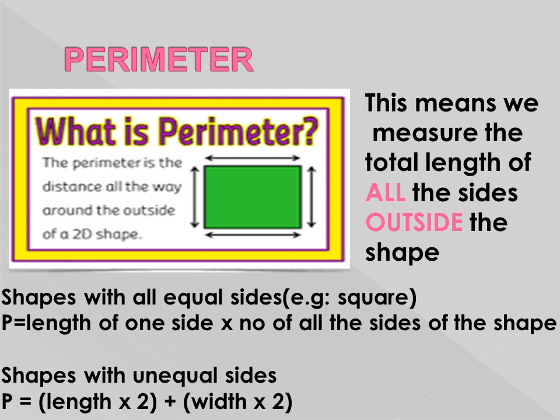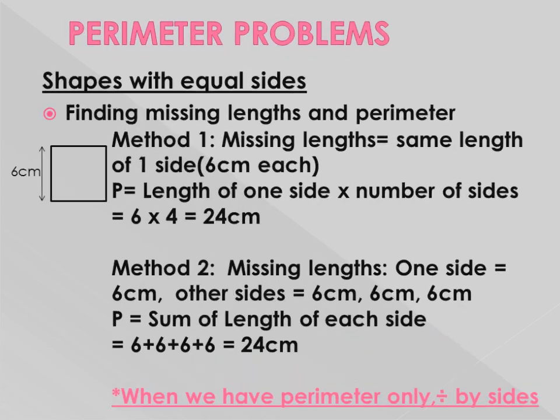So how do we get the perimeter? It means the length, that's the left and right, multiplied by 2. And the width, that's the one either up or down, multiplied by 2. Okay, let's go to the next one.